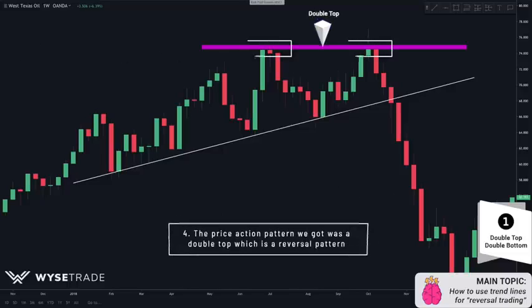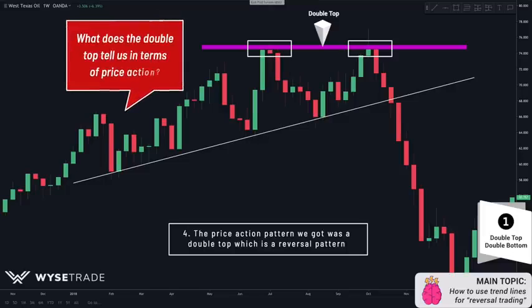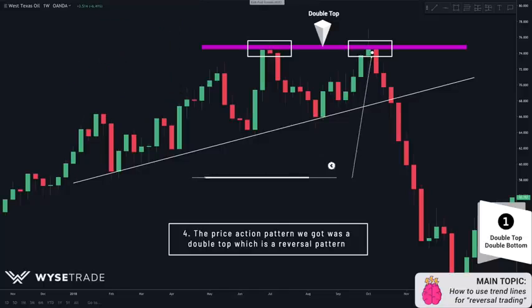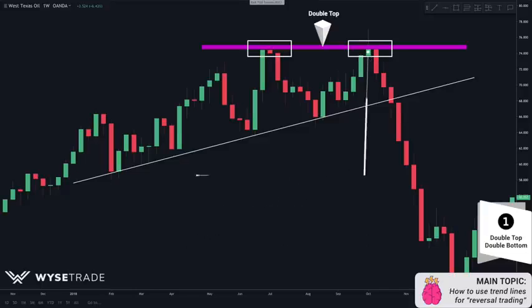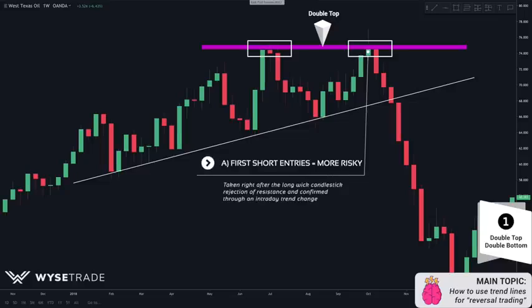So the price action pattern we got was this double top, which is a reversal pattern. Now, what does the double top tell us in terms of the uptrend? Well, it shows that price failed to make a higher high, which means this is a loss of momentum. Now, if you have seen our previous videos, evidently many traders would have taken a trade right at this long wick candle rejection of resistance and then waited for an intraday trend change.